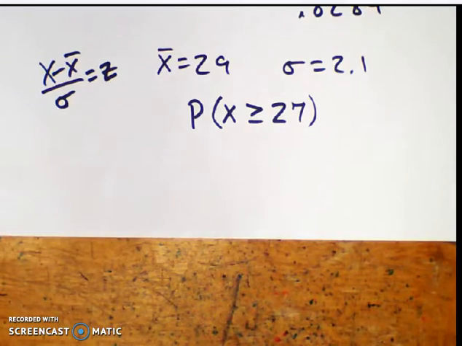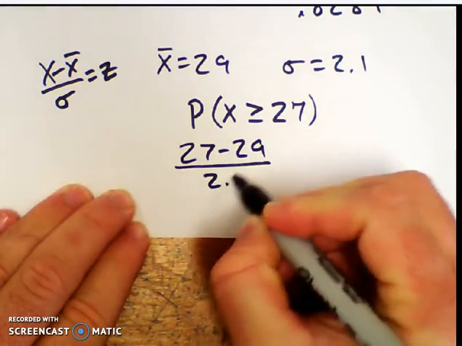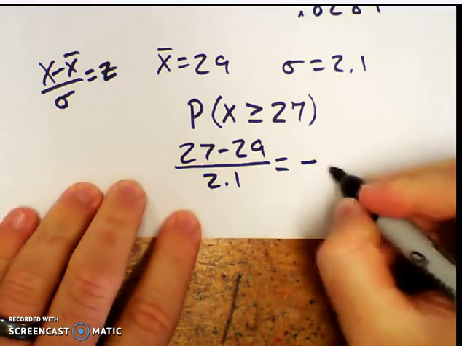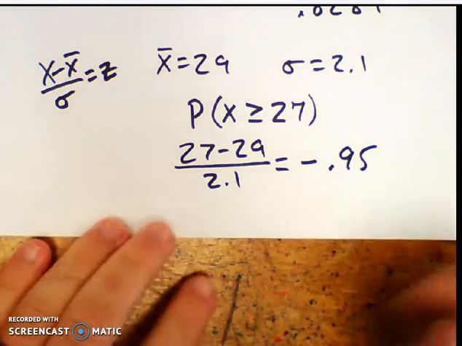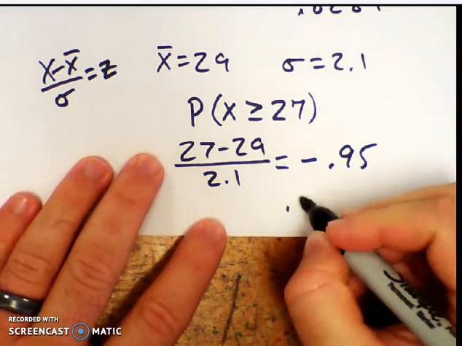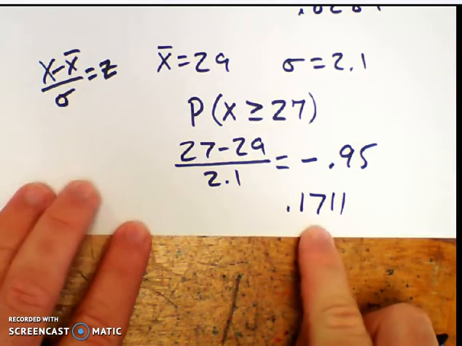Do the same thing you did in the last question. 27 minus 29 over 2.1. It's actually the same decimal you had last time. It's a negative. It's negative 0.95. When you go to your z-table and look for that number, it does get you 0.1711. That would be the answer if this was a less than.